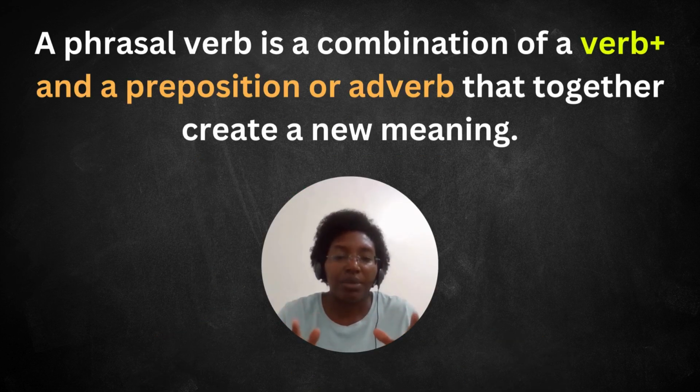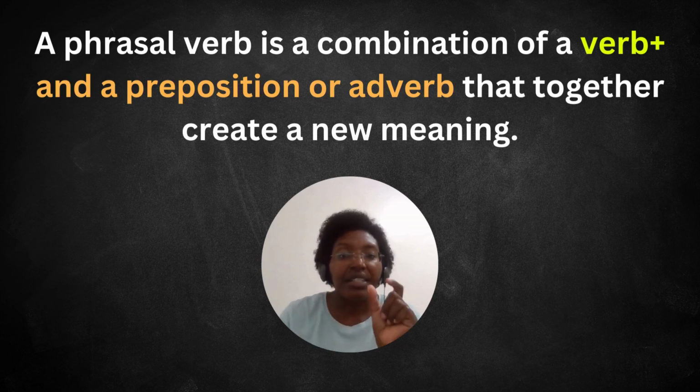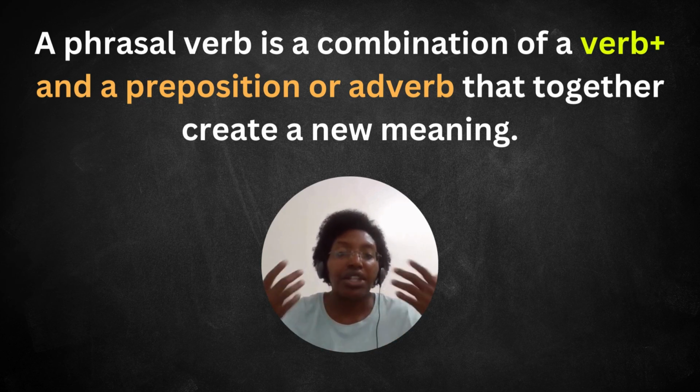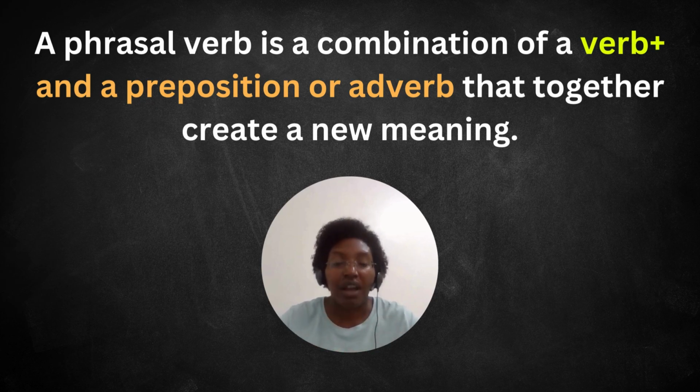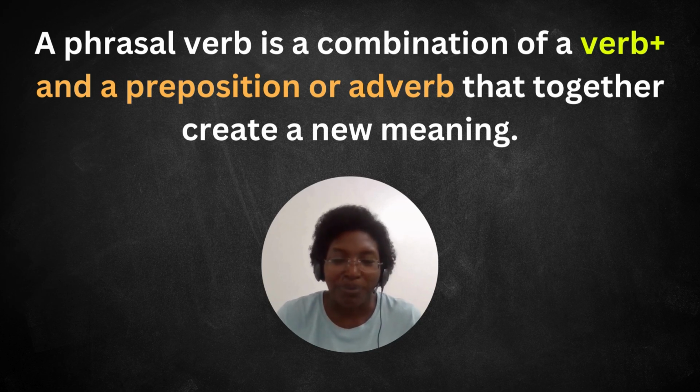So a phrasal verb is a combination of a verb plus a preposition or adverb that together they create a new meaning different from the individual verb itself. So you have to consider that additional word that goes along with the verb to create a new meaning. And that new meaning is considered a phrasal verb. They can be very challenging to learn in English, but today we're just going to focus on phrasal verbs with the verb make. Let's go.